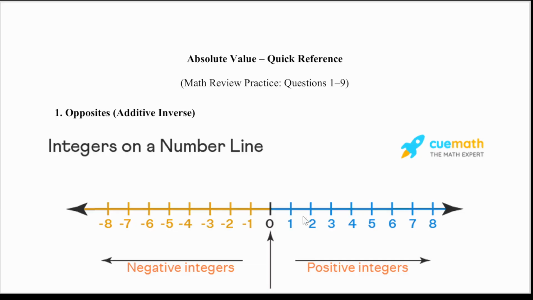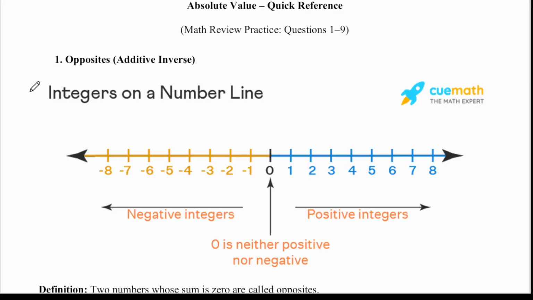So in particular, on the right side of the number line, we tend to have our positive integers. And on the left side of the number line, we tend to have our negative integers. And 0 is basically our differentiator that's neither negative nor positive. It's really its own thing.